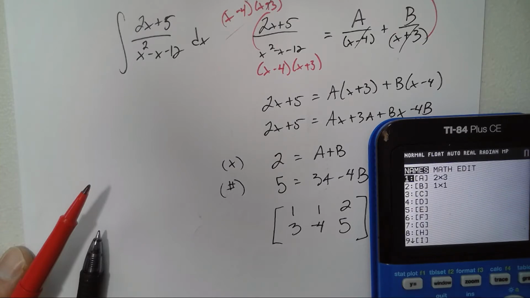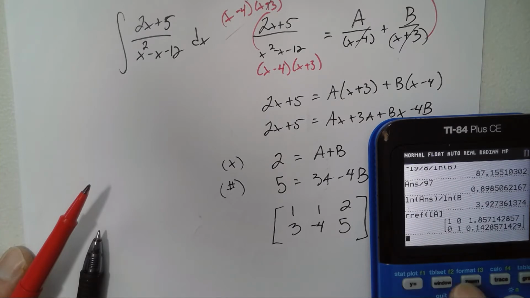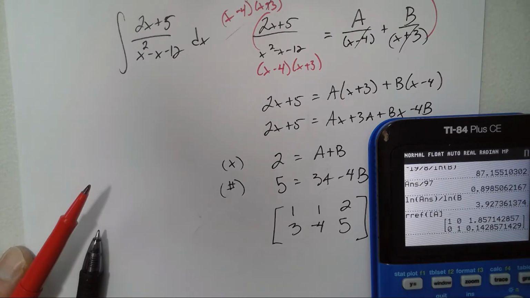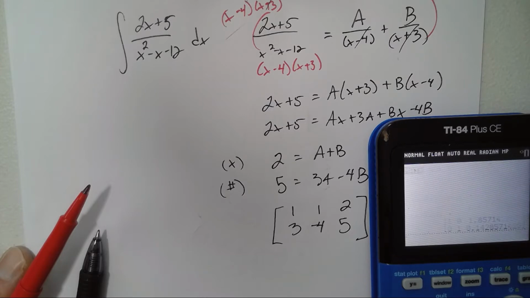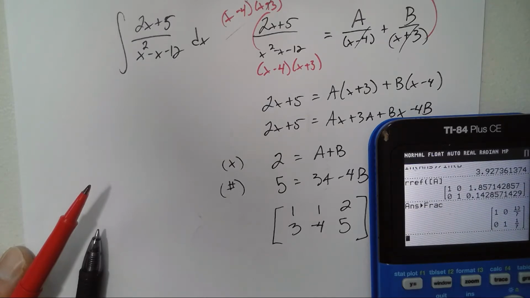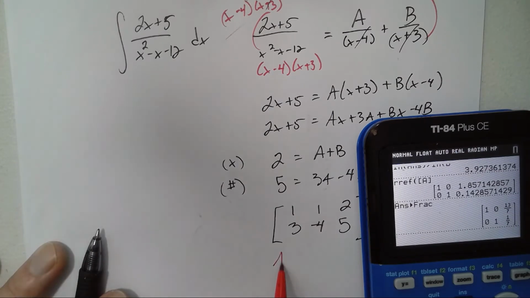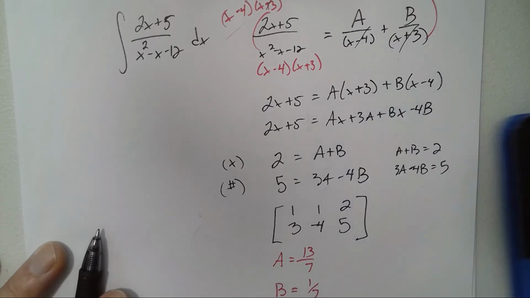So reduced row echelon of matrix A, and I probably butchered matrix A the last. 1, 1, 2, 3, negative 4, 5. Ooh, okay, so I guess that was right. And I could maybe hit math, enter, enter, and change it to fractions. So A is 13/7 and B is 1/7. An example of where technology really didn't save us much time.